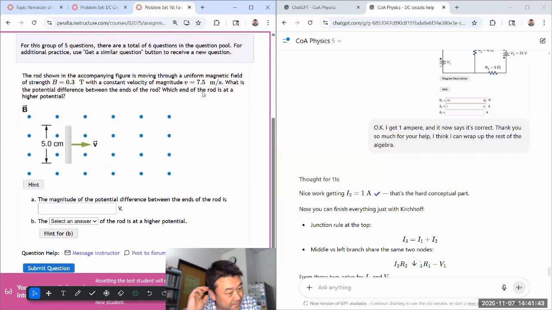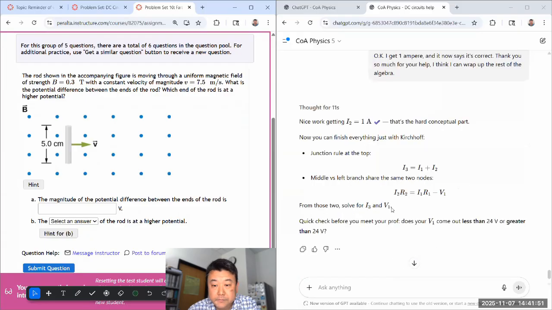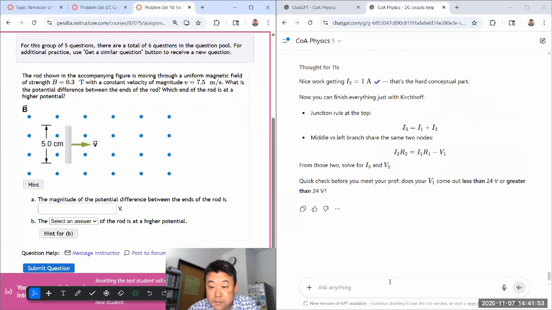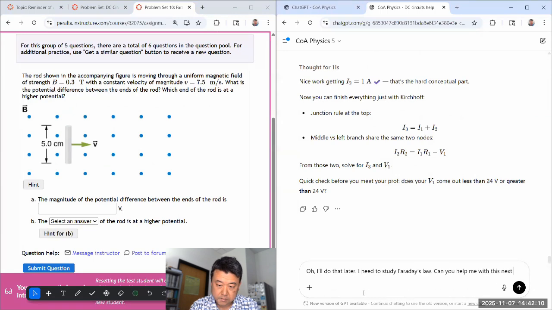This question I always get mixed up, especially the direction. Let's see. I'll do that later. I need to study Faraday. Wow. Can you help me with this next question?